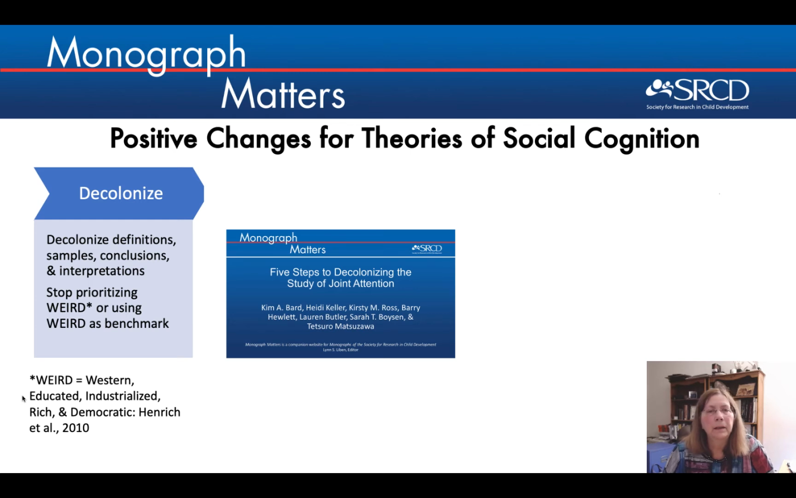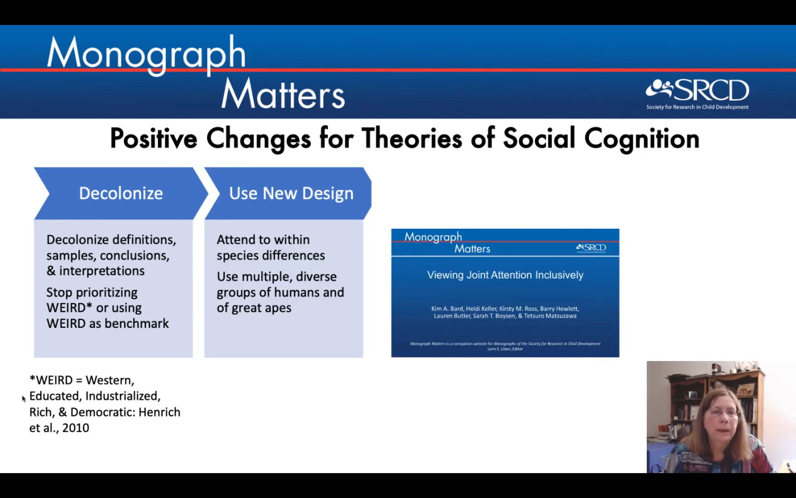To decolonize developmental science, we need to stop using these weird outcomes as the benchmark against which all other groups are compared. We need to work harder to reduce unconscious bias, to stop assuming that what we find in a weird sample is the norm or the gold standard. For more details on decolonizing as a process, please see the teaching resource that's on Monograph Matters, or of course the monograph.